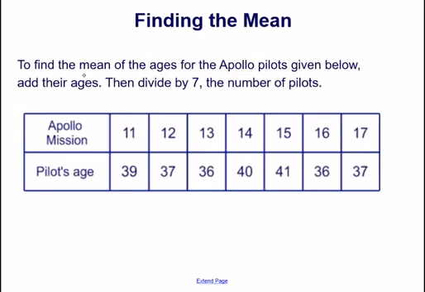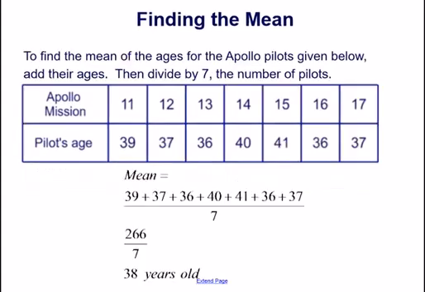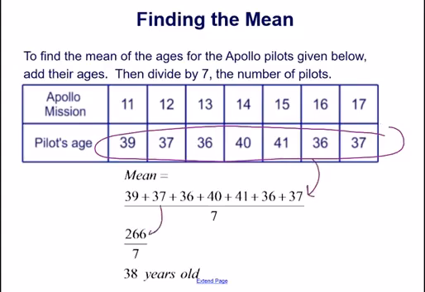Again, we're trying to find the mean of these ages. We're taking all of their ages, 39, 37, 36, 40, 41, 36, and 37, and adding them together. We're finding their sum, which is 266, and then we're dividing by 7 because that's how many data points you had, which gives us 38. So the mean of the ages is 38 for these pilots.